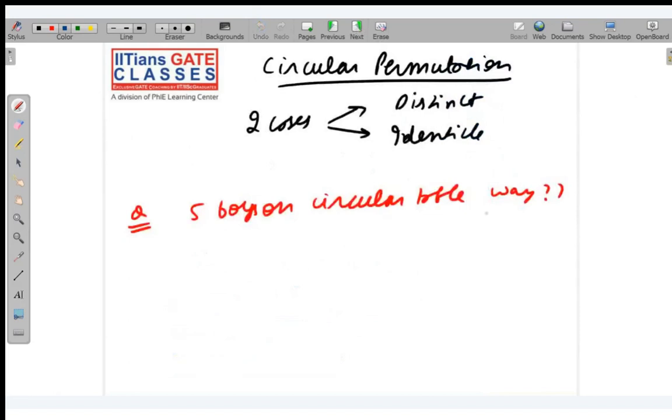Next, we are going to start circular permutation. Circular permutation has 2 cases, distinct and identical. Let me tell you these things. 5 boys on a circular table, how many ways? So we have 5 boys and we want to put them on a circular table.